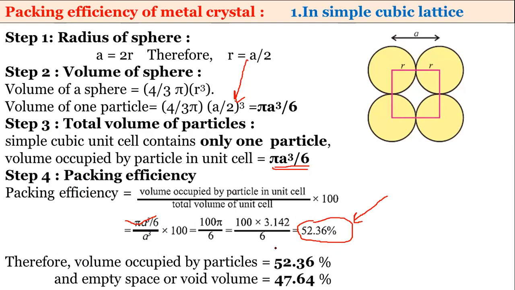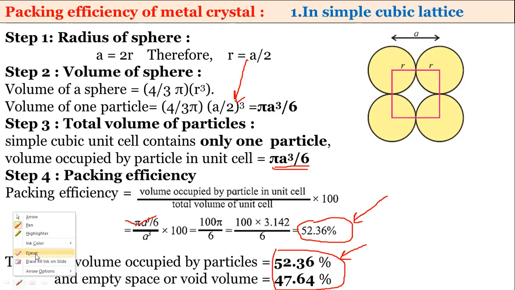And this is asked for MCQ purposes: what is the space occupied by the simple cubic lattice and what is the empty space? If you know the space occupied, then 100 minus the space occupied gives the empty space. So remember these values for MCQ purposes. And this is also asked for 2 marks: calculate the packing efficiency of simple cubic unit cell.